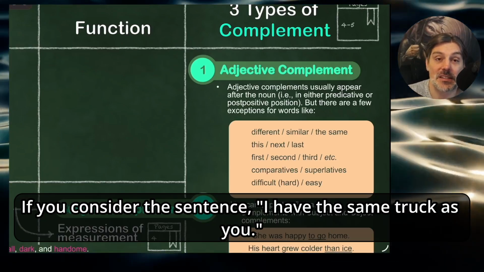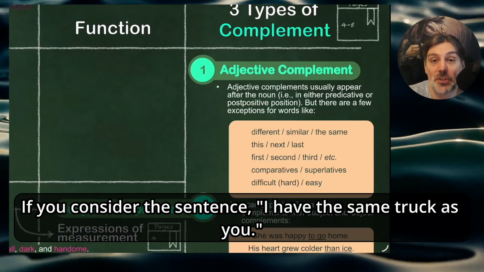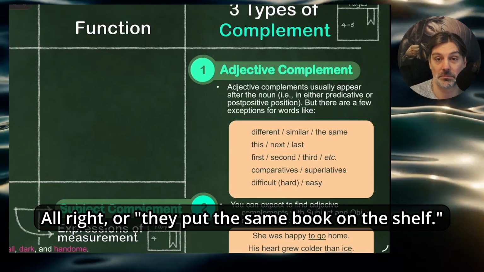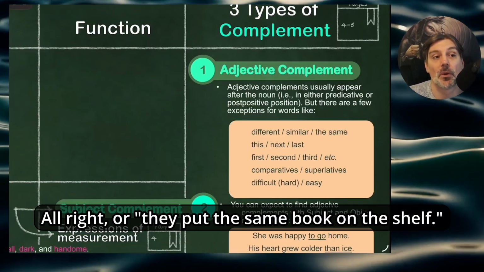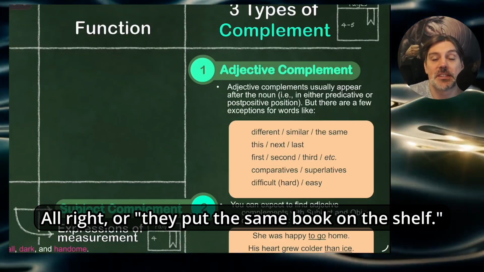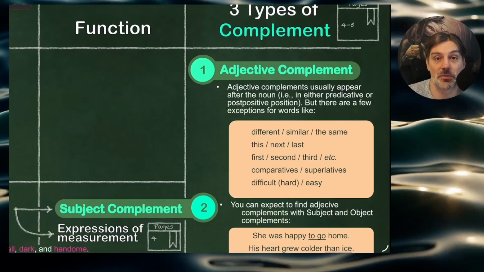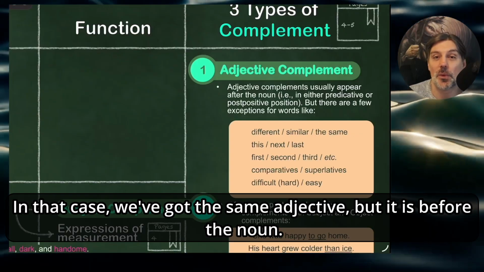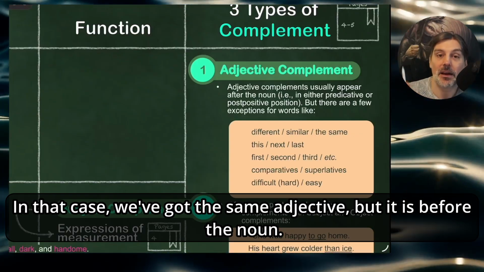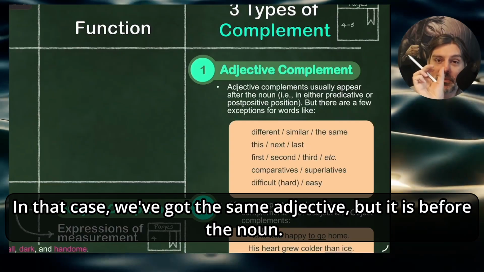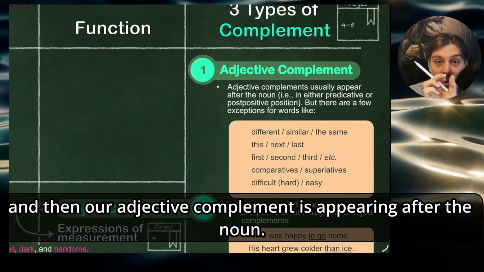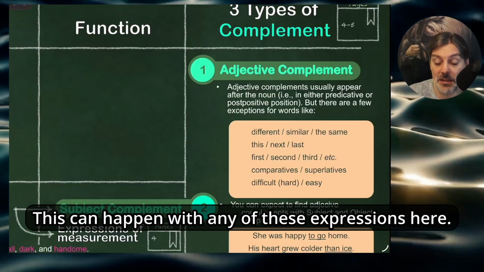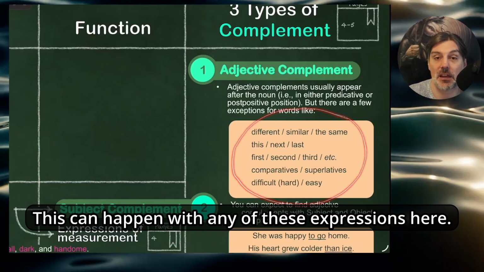If you consider the sentence, I have the same truck as you. Or they put the same book on the shelf. In that case, we've got the same adjective, but it is before the noun, and then our adjective complement is appearing after the noun. This can happen with any of these expressions here.